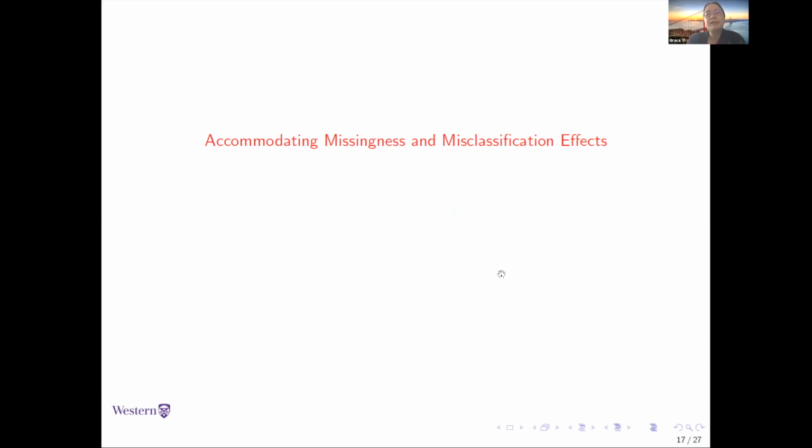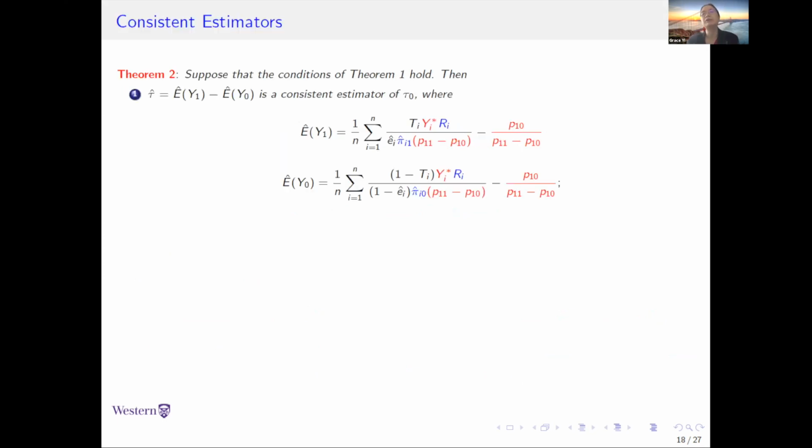Then next, how would we accommodate missingness and misclassification effects in order to develop valid inference if I want to estimate the average treatment effect tau zero? So we came up with several approaches. I'll use this theorem to summarize the resulting approaches. If we modify my previous estimators based on the ideal context without measurement error or misclassification, then I only need to use the propensity score EI hat to adjust the sample average, and I'm able to get a consistent estimator.